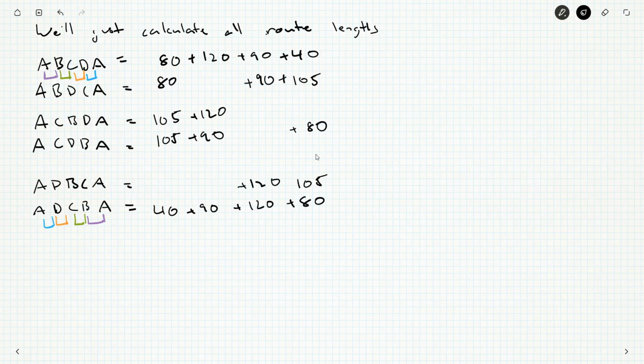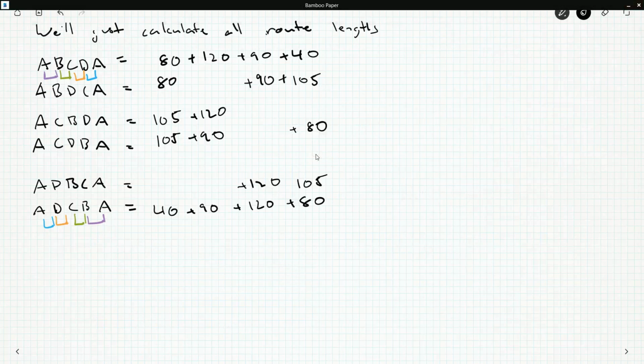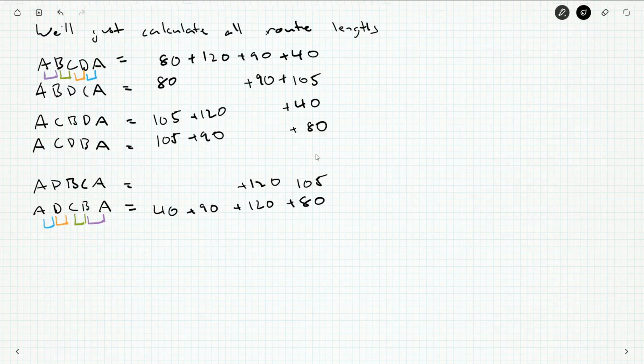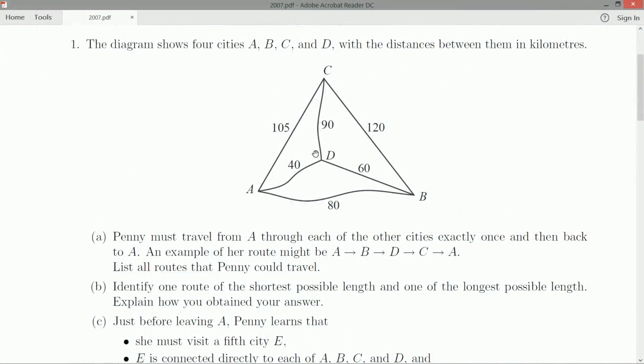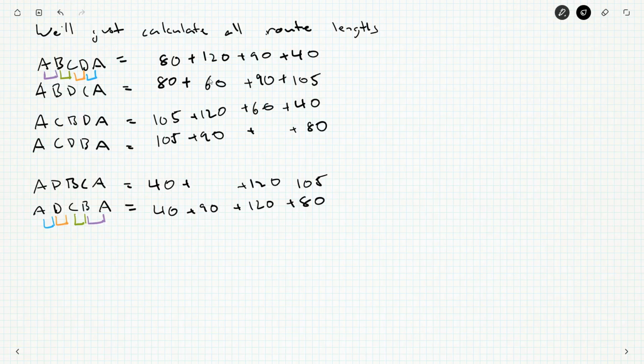B to A is 80, which is here. And D to A is, I think it was 40. Yeah, D to A is 40. Alright, so we're slowly getting this thing filled in. B to D is... was that the 60? Yeah, B to D is 60. And 60, and 60. There we go. So we've got all our calculations. We just need to actually do them.